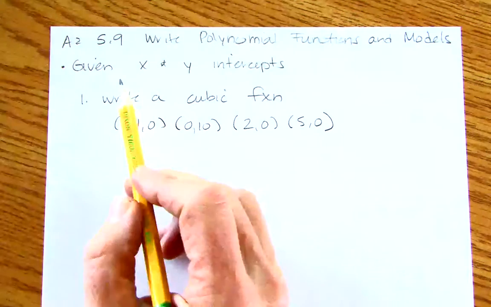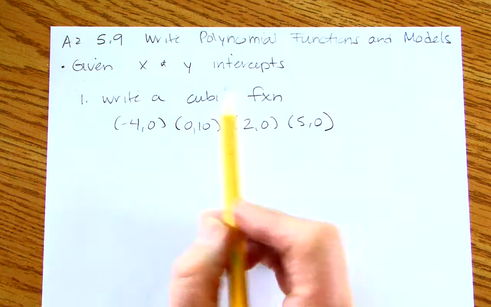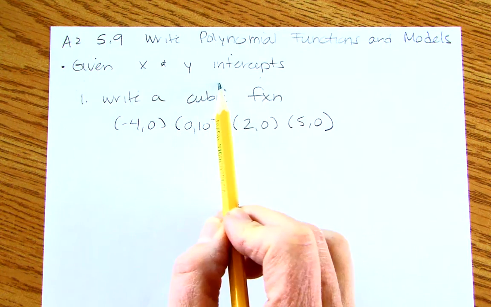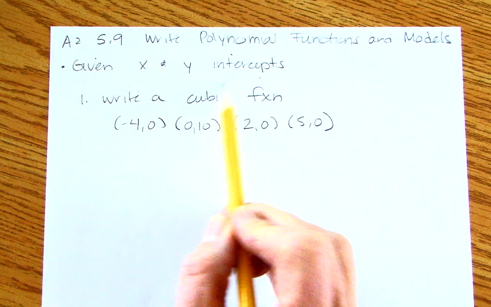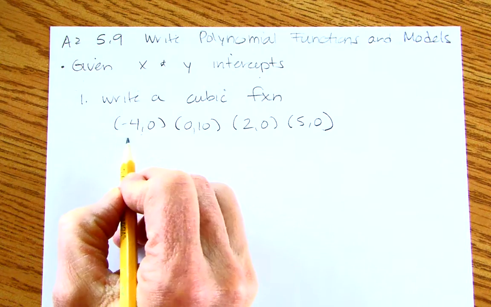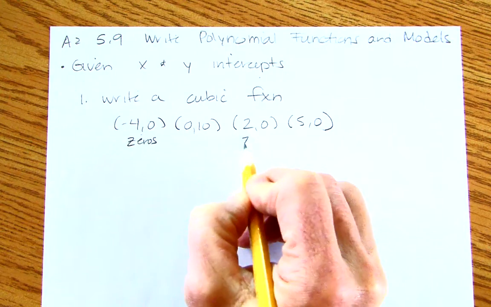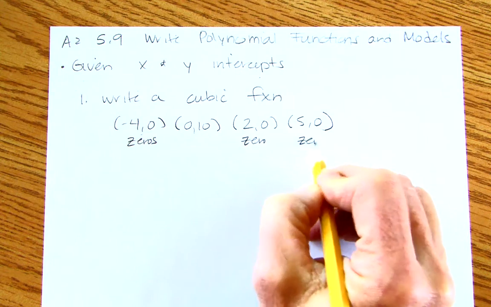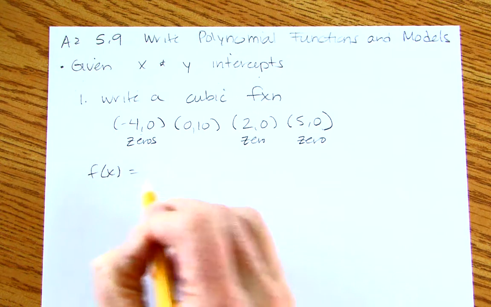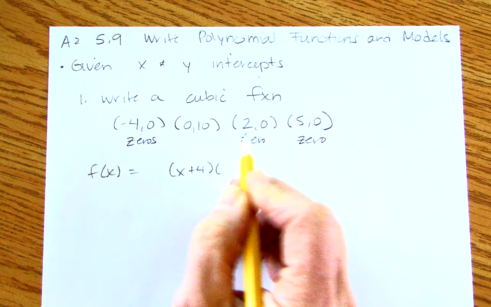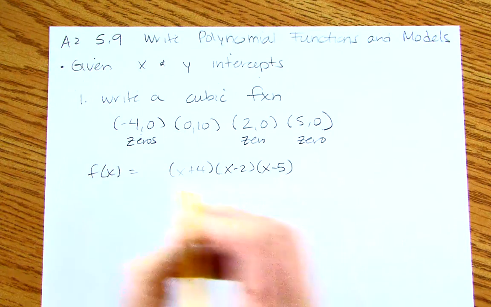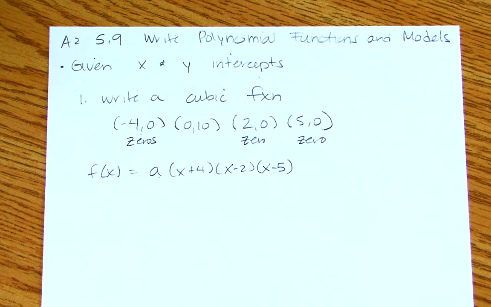Okay, section 5.9, we're going to do in two parts, write polynomial functions and models. The first way we're going to do it is given the x and y intercepts, recognize that these are the x-intercepts, otherwise known as roots, otherwise known as solutions, otherwise known as zeros. So each of those is a zero, which means I know as my factors I have x plus 4, x minus 2, and x minus 5.